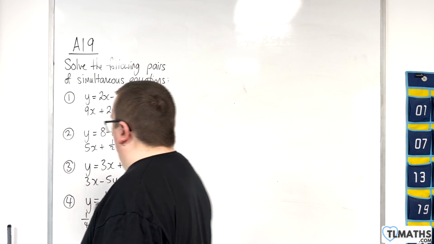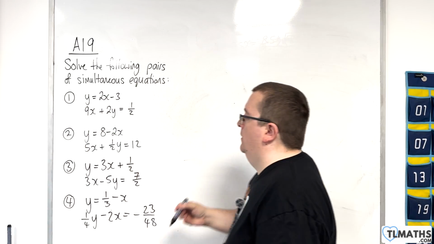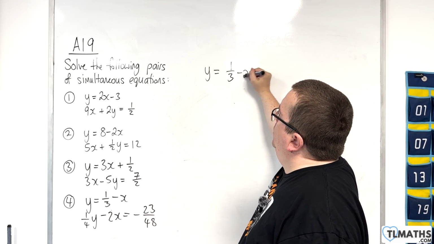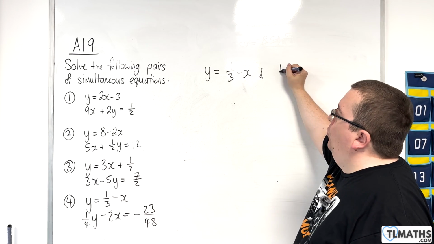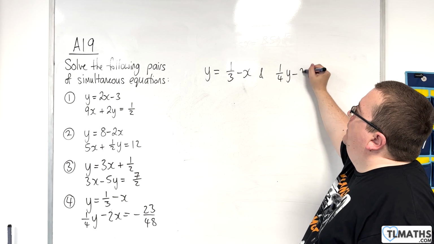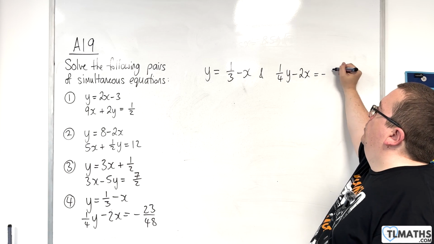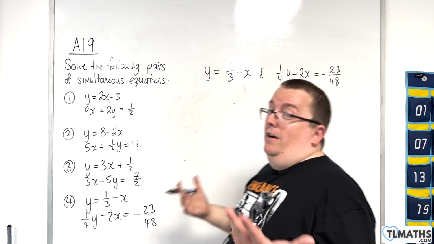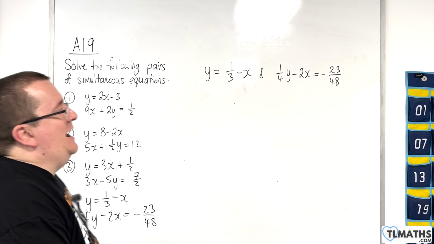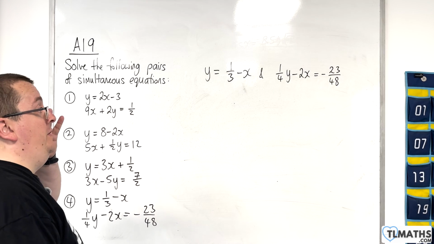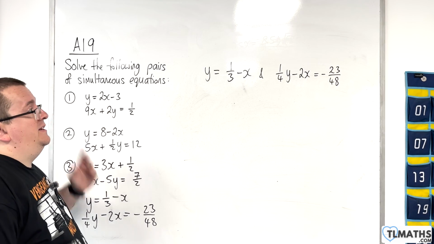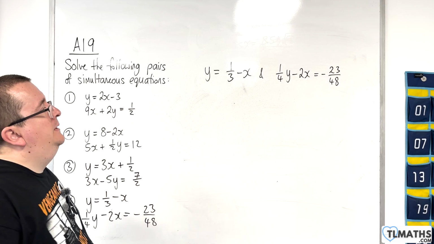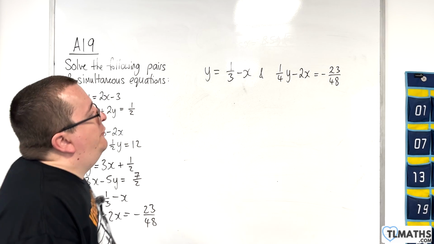Right, last one. y equals 1/3 take away x and 1/4 y take away 2x is equal to minus 23 over 48. Right, I apologise for this one. This one doesn't look very nice at all with over 48, does it? Okay, let's see how this goes. So we like a little bit of challenge with our fractions.